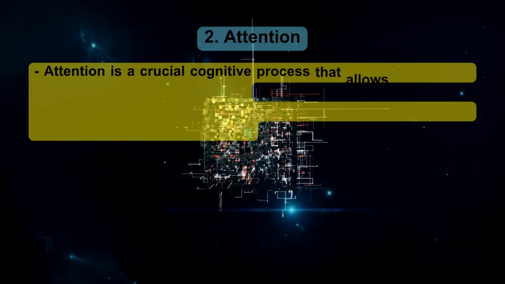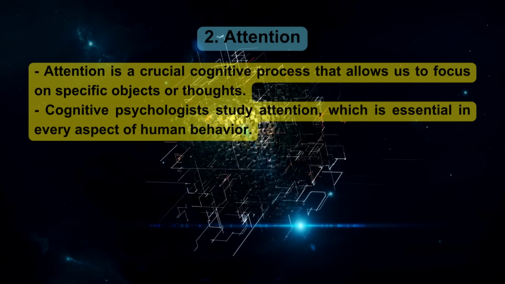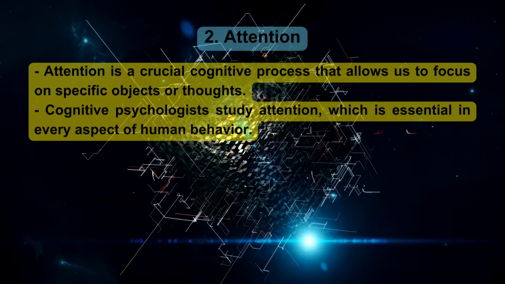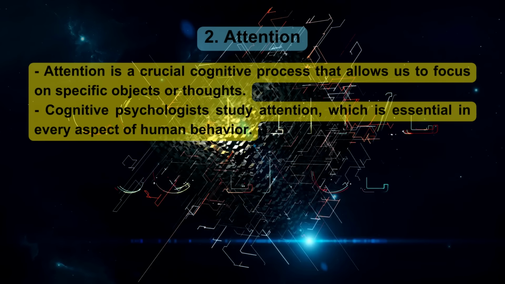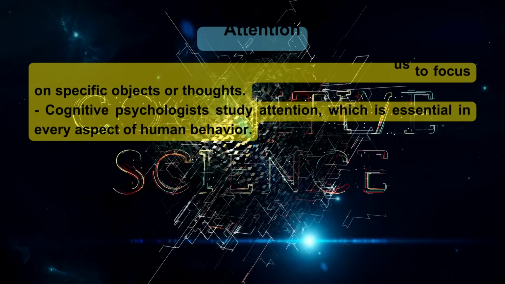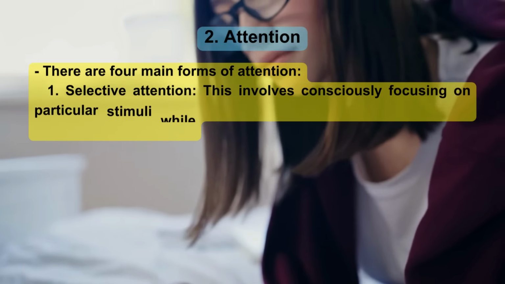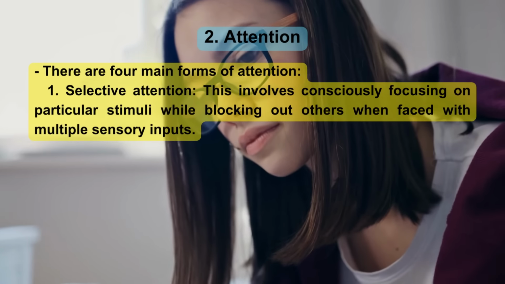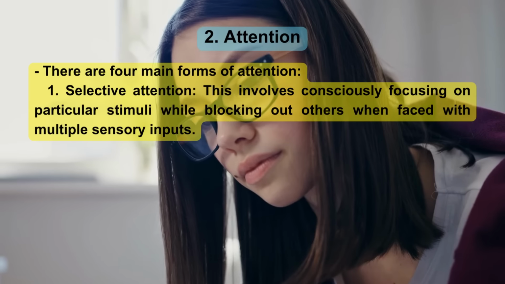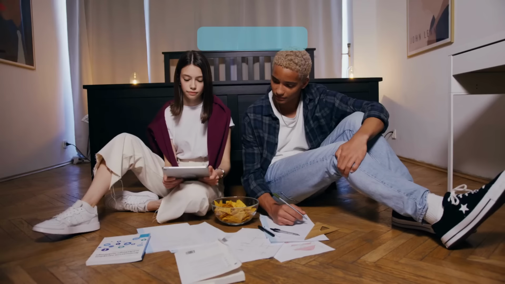2. Attention. Attention is a crucial cognitive process that allows us to focus on specific objects or thoughts. Cognitive psychologists study attention, which is essential in every aspect of human behavior. There are 4 main forms of attention. 1. Selective attention. This involves consciously focusing on particular stimuli while blocking out others when faced with multiple sensory inputs.